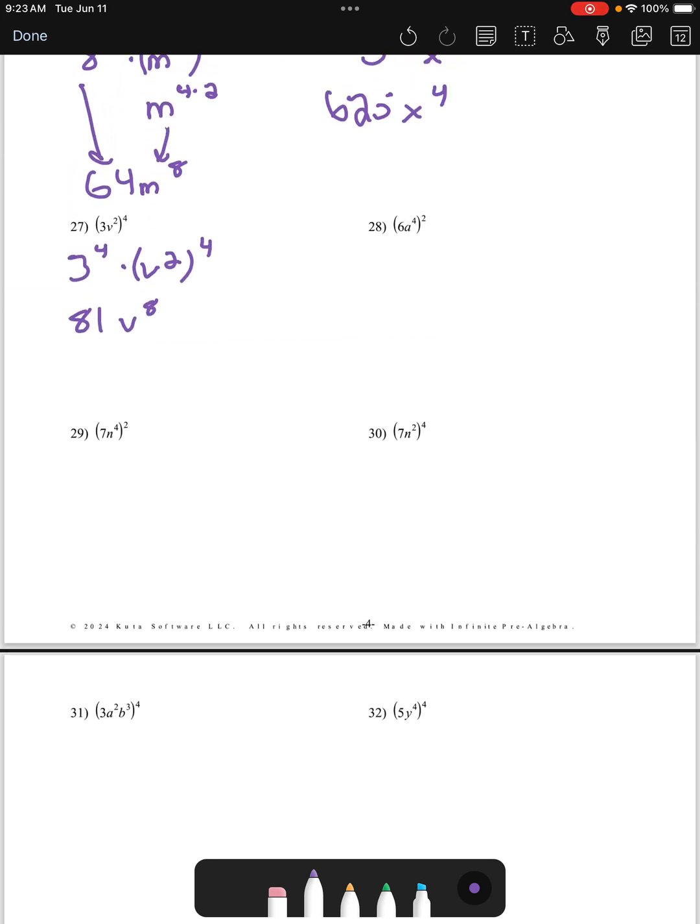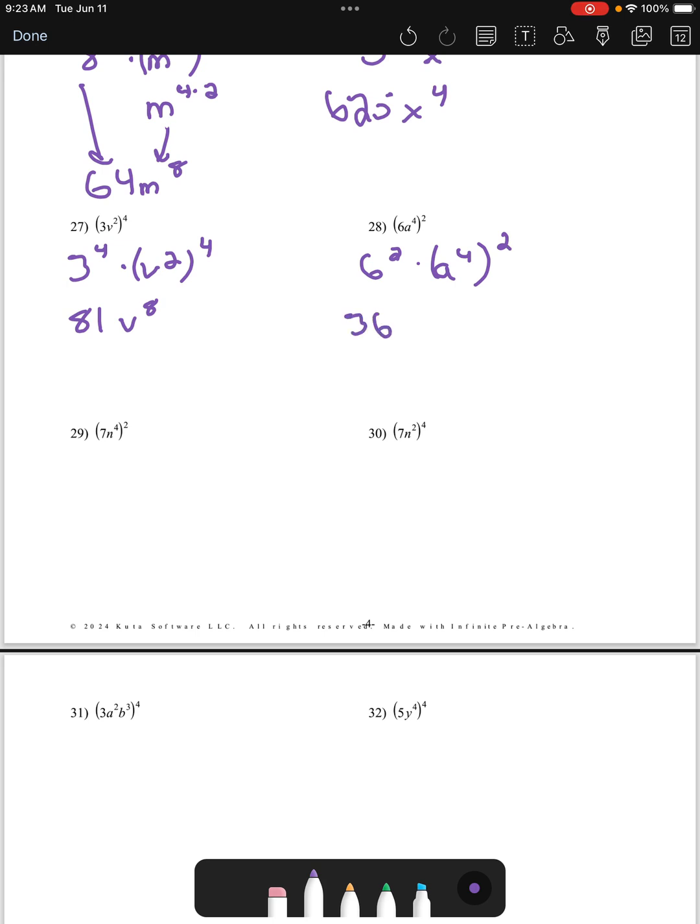At this point, you can pause and attempt the remainder of the problems if you like, and you can pause at any point now and try some of the problems through number 36. We're just going to be repeating these rules.